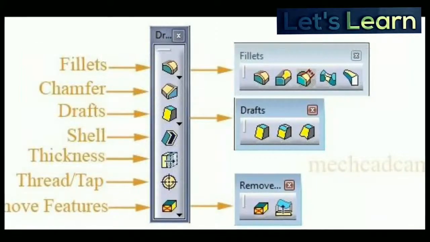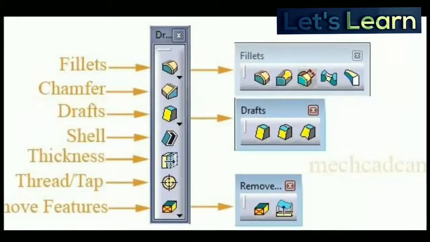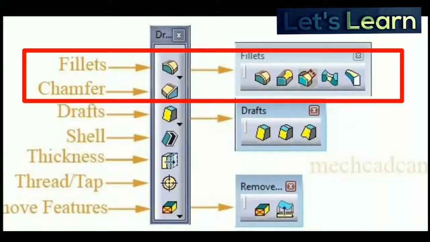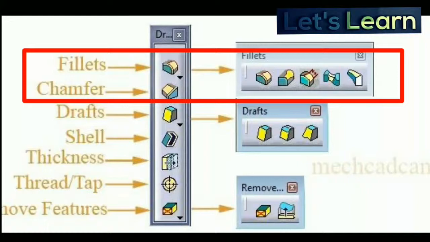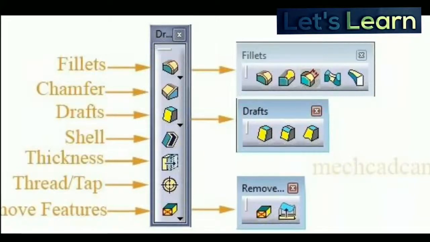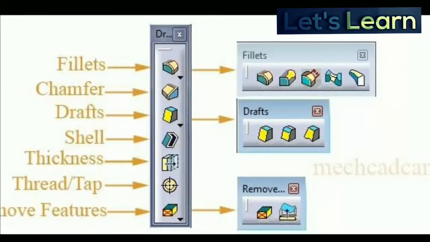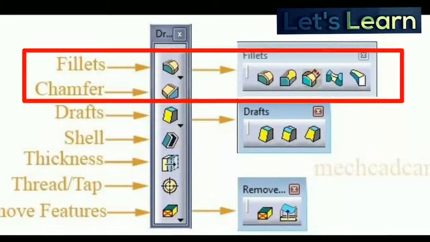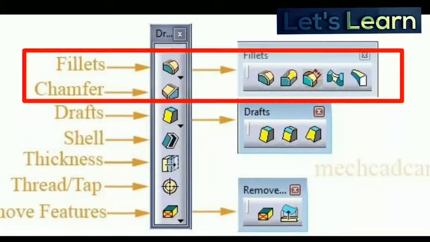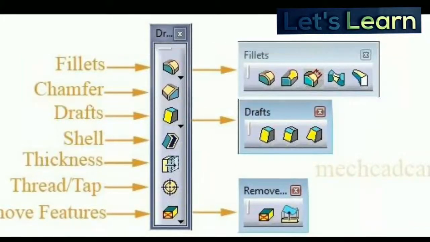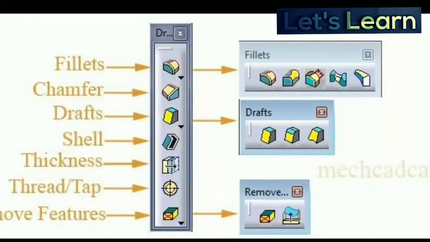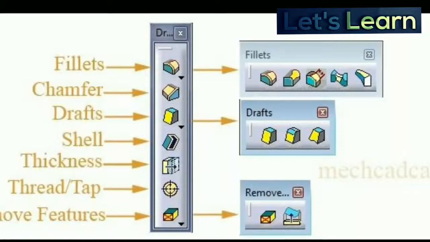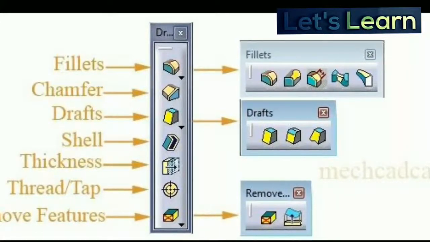So there are various types of fillets. The first one is the edge fillet, the second one is the variable fillet, the third one is the variable fillet using a spine, the fourth is the face to face fillet, and the fifth one is the tri-tangent fillet. So let's see these features one by one practically in the Catia V5 software. So let's get started.